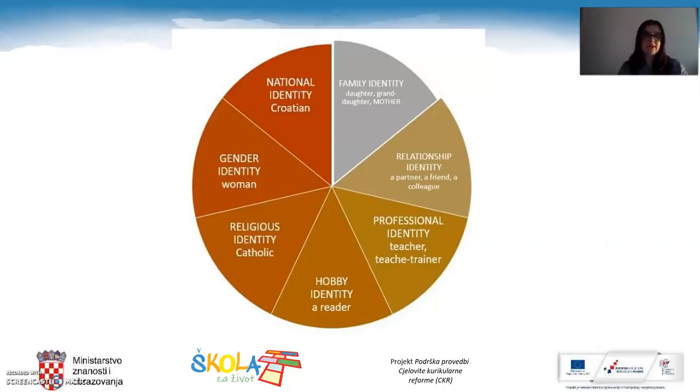There are several pieces in my identity wheel: family, relationship, my professional identity, hobby, my religious identity, gender identity, and national identity. All these make me who I am. So in your notebooks, draw a pie. Choose any identities that you find important. Think carefully, make as many slices as you need, and define yourself as who you really are.